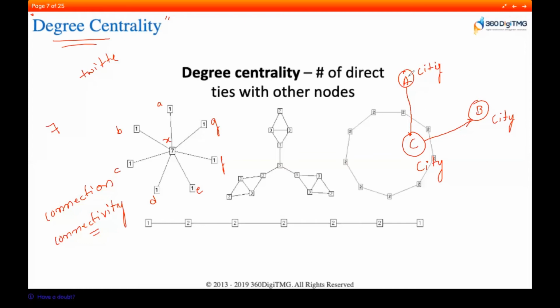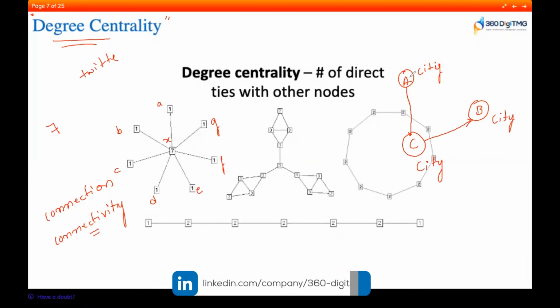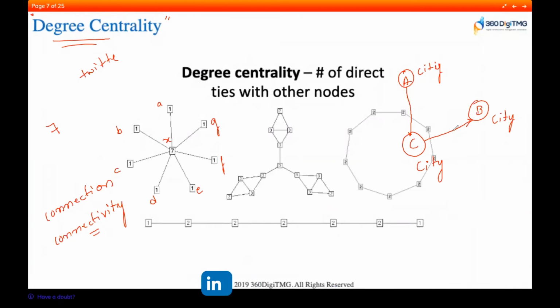If you want to travel from city A to city C, you do not need to stop anywhere. You directly have a connection here. You could directly come. These kinds of relationships are called direct relationships, and that is also called connection. If you want to go from city A to city B, you have to go via city C. If that is the case, then we call it connectivity.